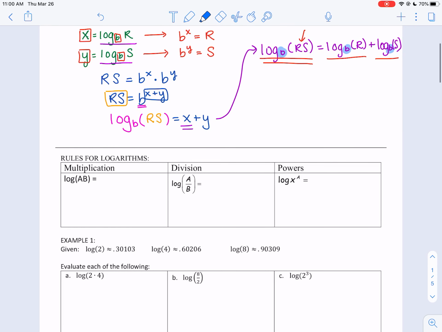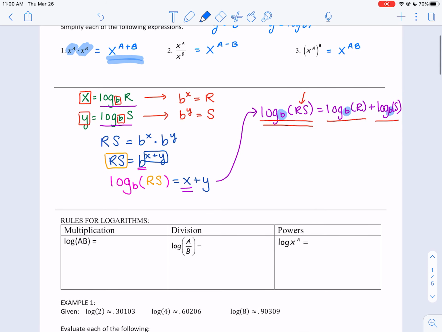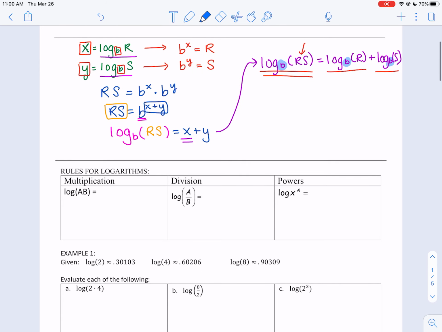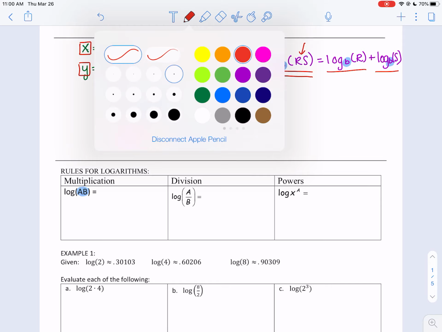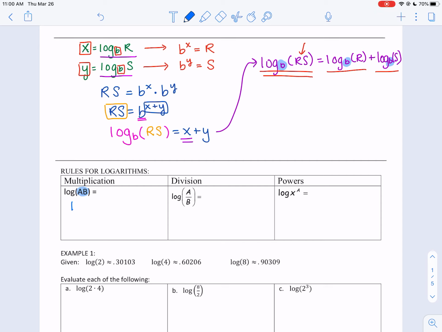So we actually are going to have three rules for logarithms: multiplication, division, and powers, just like we saw above. If you have log of A times B, we can rewrite this expression as two different logs by writing log of A plus log of B. Notice there are now two terms with logs.